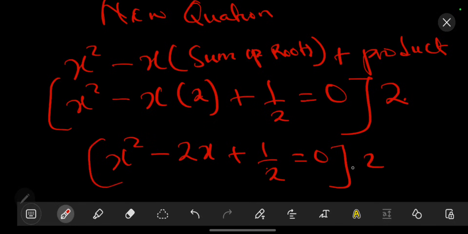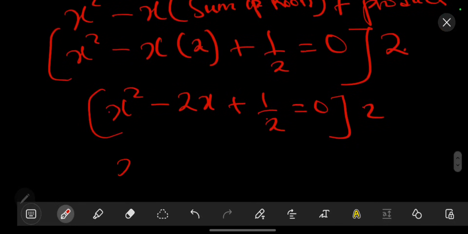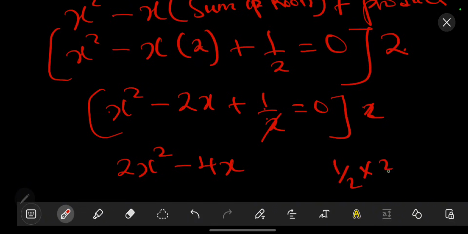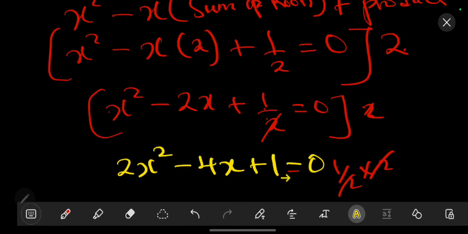Let's now multiply by 2. So 2 times this will give us 2x squared. 2 times this will give us minus 4x. 2 times this will cancel, because 1 over 2 times 2 will end up cancelling. So this will be equal to plus 1 should be equal to 0. So this is how we find the equation with those roots.